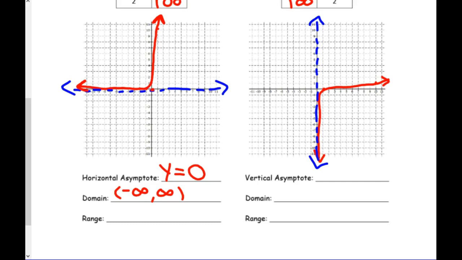Now, range. How far down does this go? See how it doesn't cross 0? But it doesn't touch 0. So is that a parentheses or a bracket? What do you think? Bracket is when it touches. This does not touch. So this will actually be parentheses 0, and it goes up forever, right? You can see that with the arrowhead. So be careful. When there's a horizontal asymptote, the range is limited. Okay?